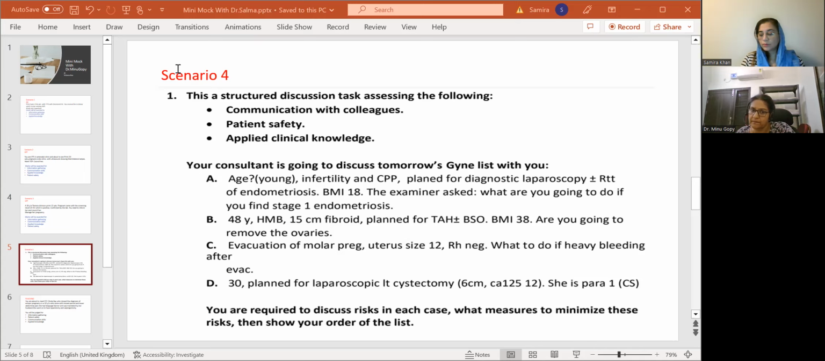And while taking consent, we need to tell her that we will try to remove the cyst alone, but there is a possibility that if it is too adherent or if there is bleeding, the ovary could also be removed, and likewise the consent has to be taken.